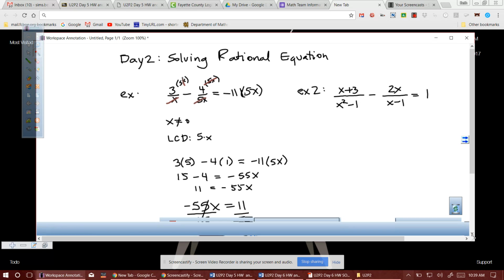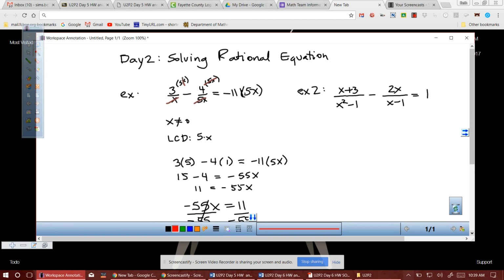Let me see if I can make my screen just a little bit bigger. Okay. So I'm going to write that as x minus 1 times x plus 1. So now I know x cannot equal negative 1 and positive 1. Negative 1 for that factor, positive 1 for that one, and positive 1 for that one. And then as I go to get my LCD, since this first term has 2 factors, I'll write them both down.